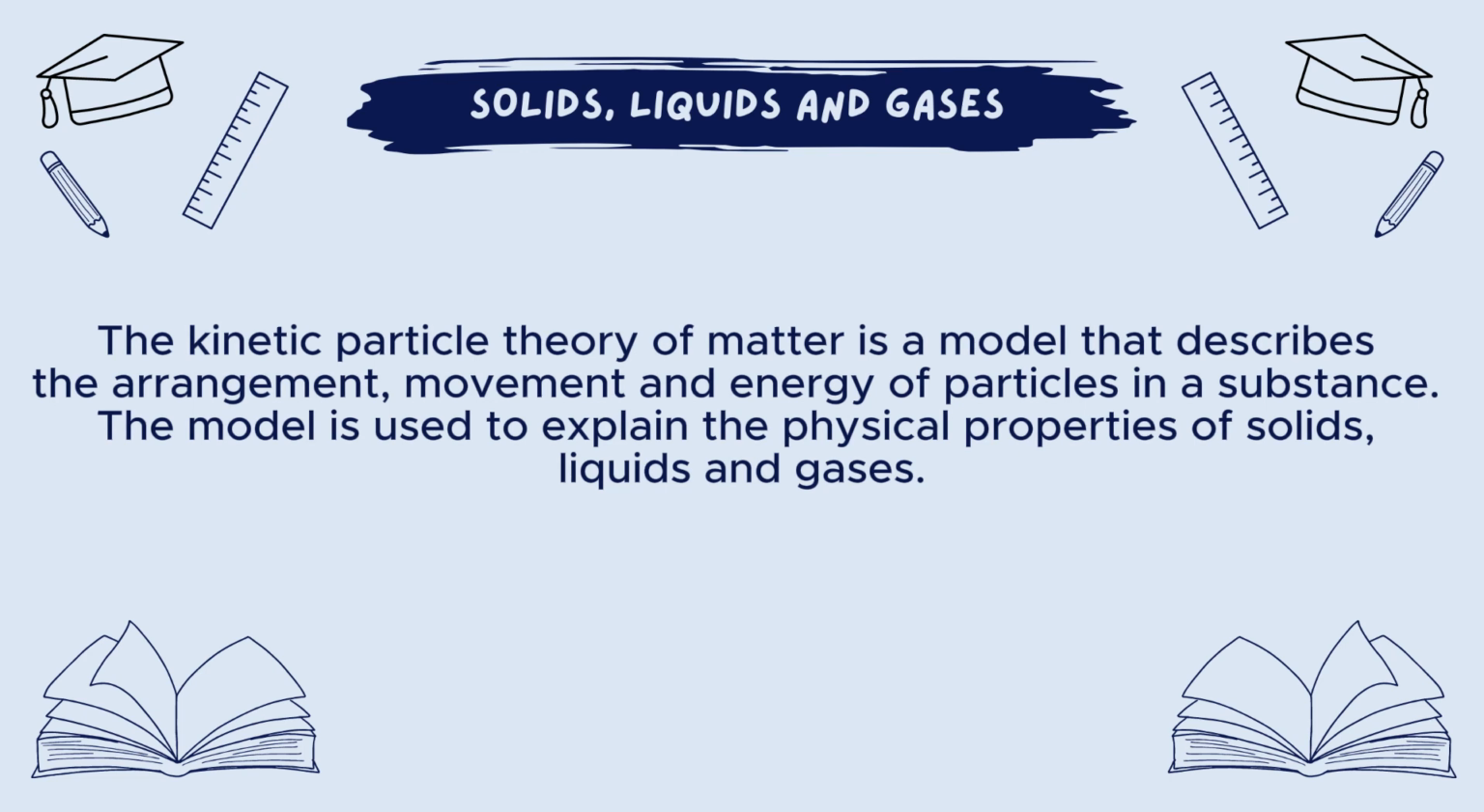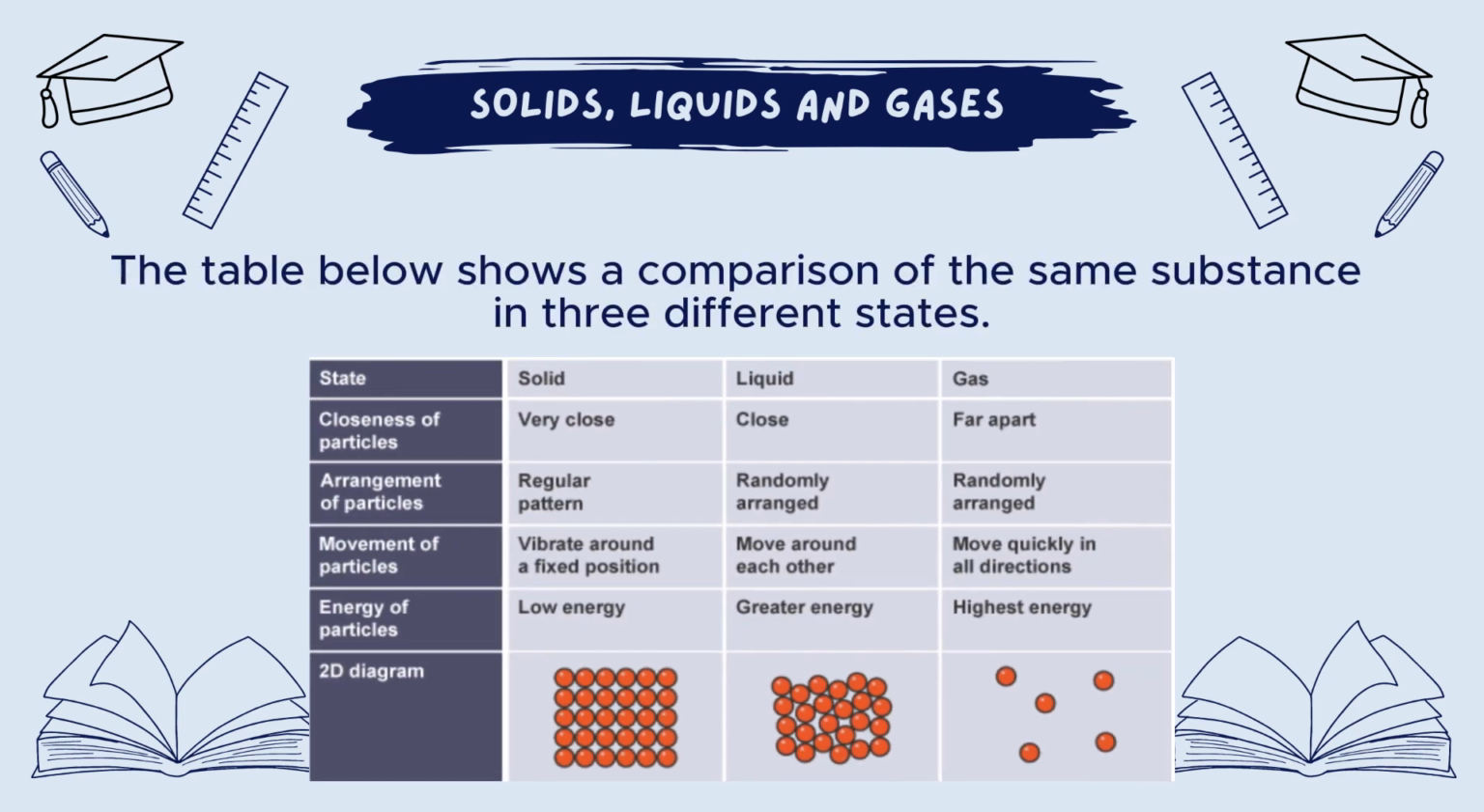The kinetic particle theory of matter is a model that describes the arrangement, movement and energy of particles in a substance. The model is used to explain the physical properties of solids, liquids and gases. The table below shows a comparison of the same substance in 3 different states.